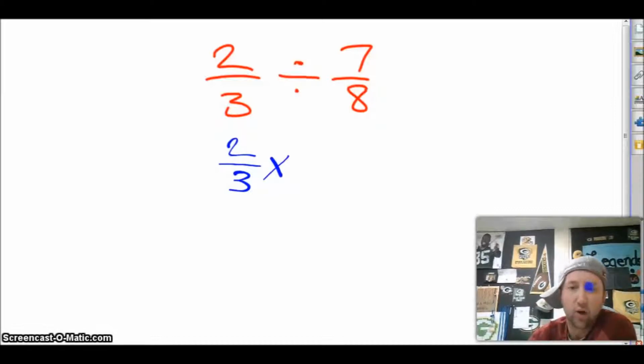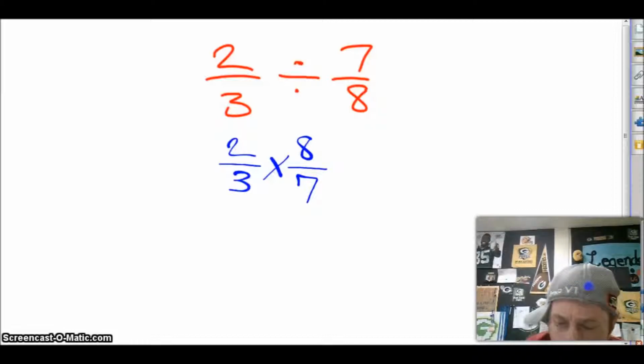She's rewriting 2/3 as 2/3. You keep it the same, and then she's changing the division into multiplication. What do you do with the 7/8, Dragona? You flip the numerator and the denominator. What's that called, y'all? Reciprocal!